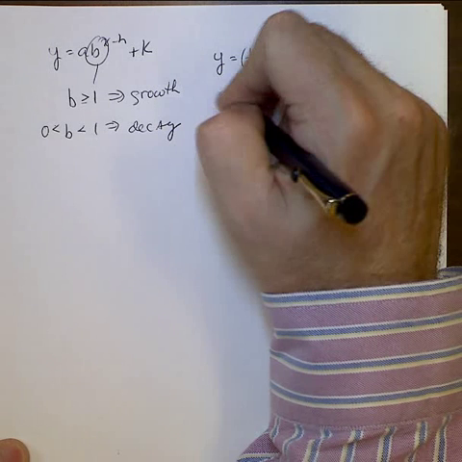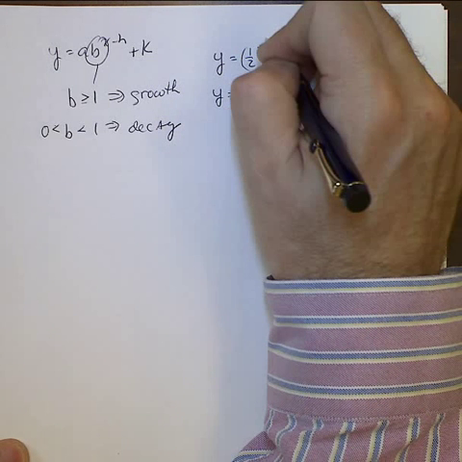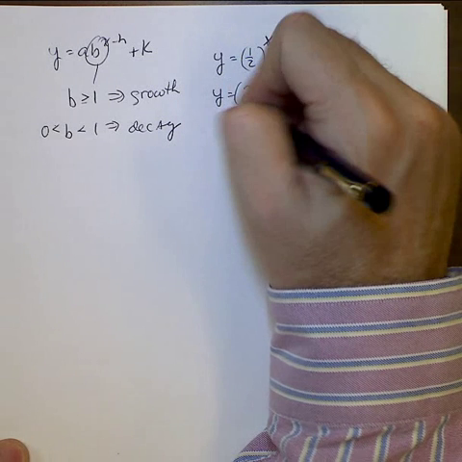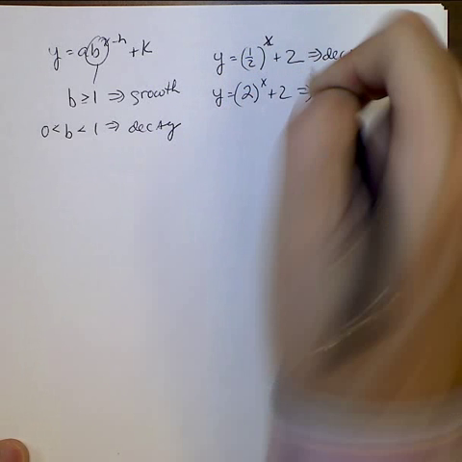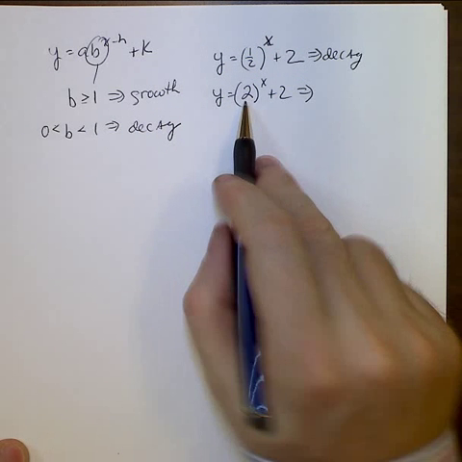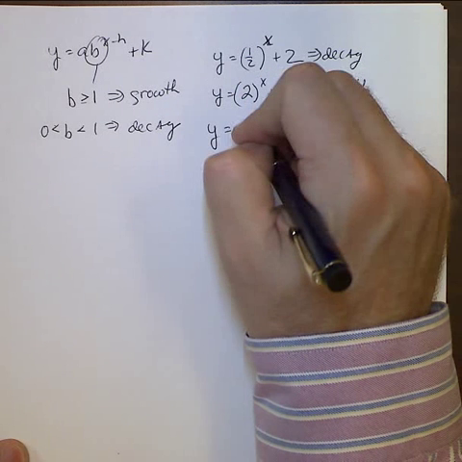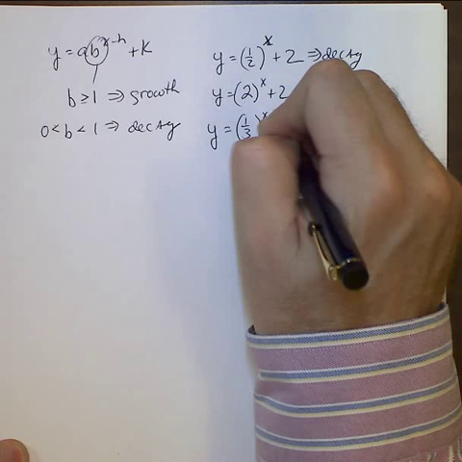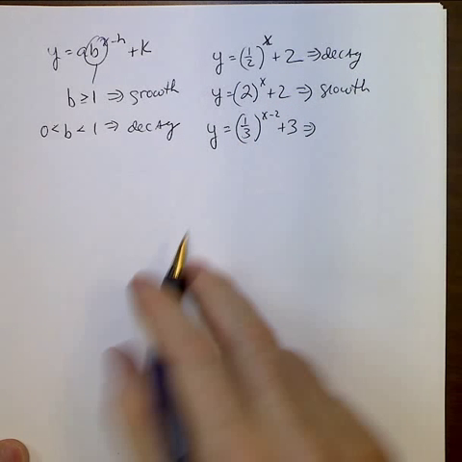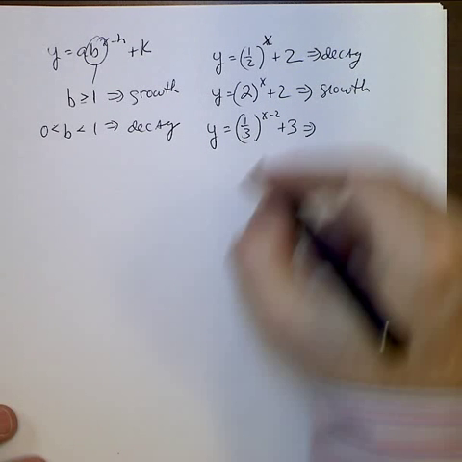If I gave you this formula, I'm sorry, this should be an x. If I gave you this formula, now b is 2. That's going to be growth. If I gave you this formula, because it's a third, it's less than 1, it's going to be decay.